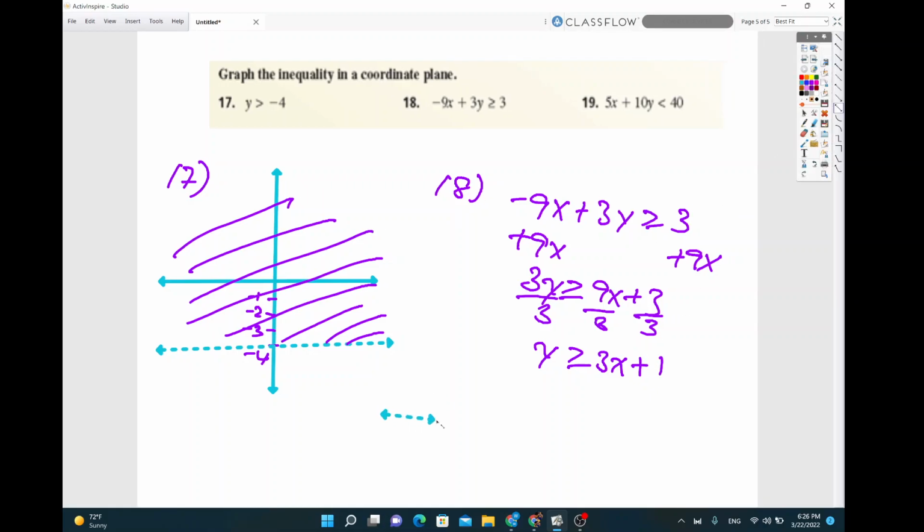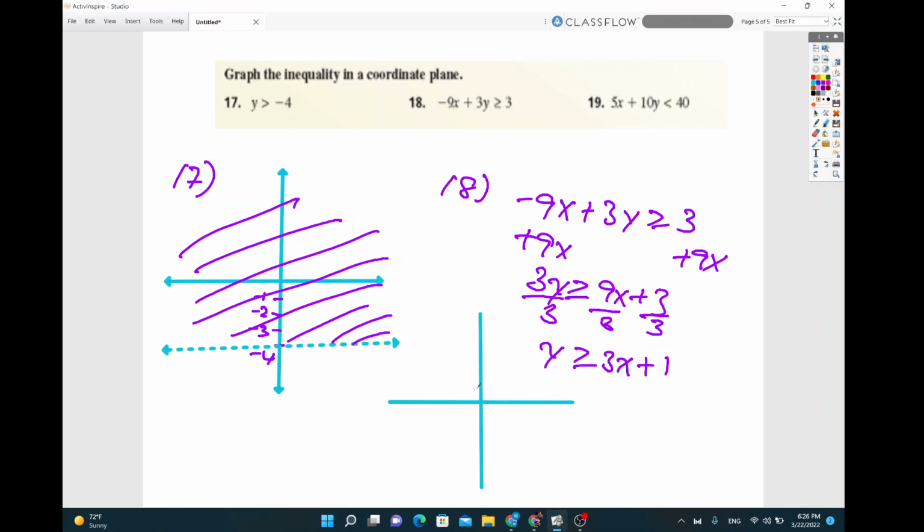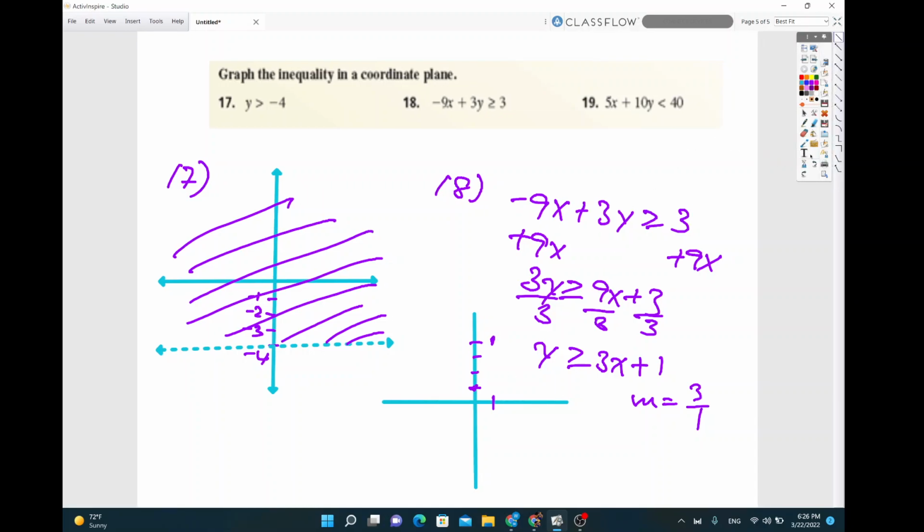Again, making a graph. So this one, I need a solid line here. Okay, the solid line. So start with the y-intercept at 1. And then the slope: the slope is 3 over 1. So up 3 units, 1, 2, 3, and 1 over to the right. And then basically we just connect those two dots.